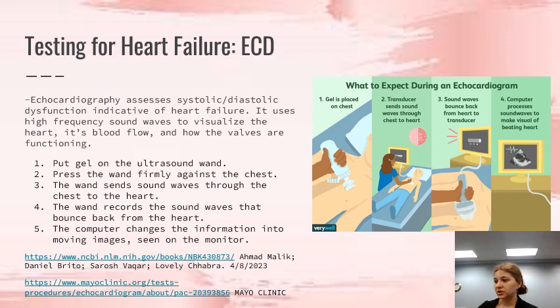A specialized gel is applied to the patient's chest, and an ultrasound wand is pressed firmly to the chest. The wand begins sending out sound waves through the patient's heart, which then bounce back to the wand and are translated by the ultrasound machine, and the machine will generate an image like we see here of the heart, and this can be reviewed.